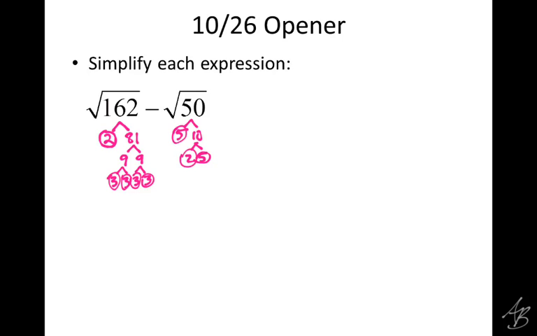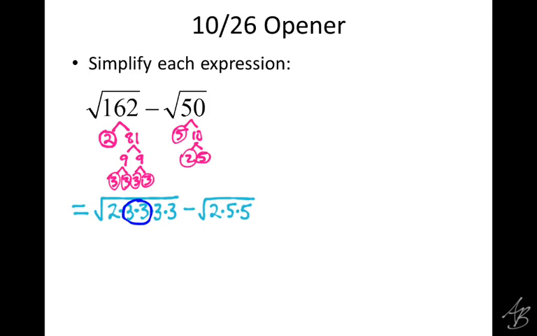So we rewrite, just like we did in the last problem. When we rewrite it, we're going to put an equal sign at the beginning of the line, and then we're going to have everything in a row here. So for the square root of 162, now we're going to have square root of 2 times 3 times 3 times 3 times 3. Okay, and then for the 50, 2 times 5 times 5. Okay, then what? Circle pairs.